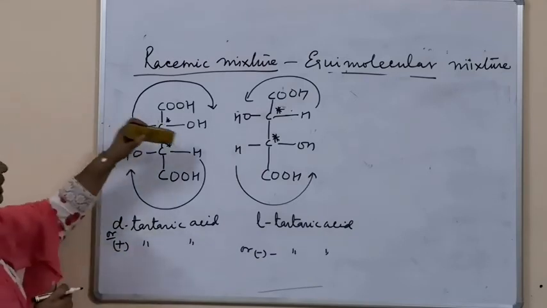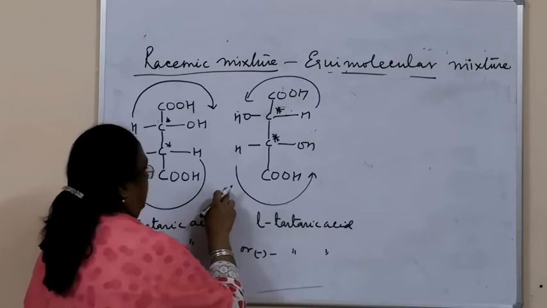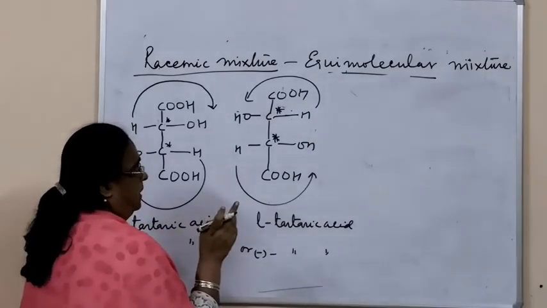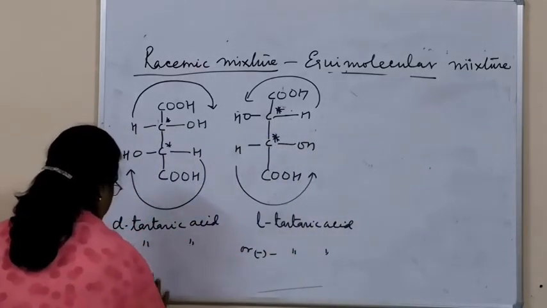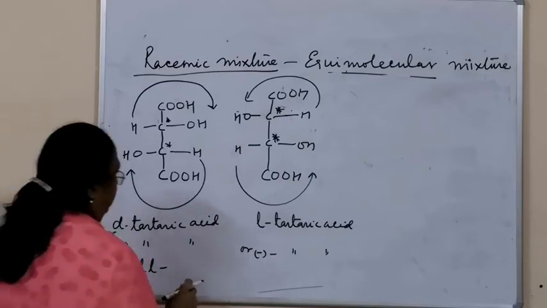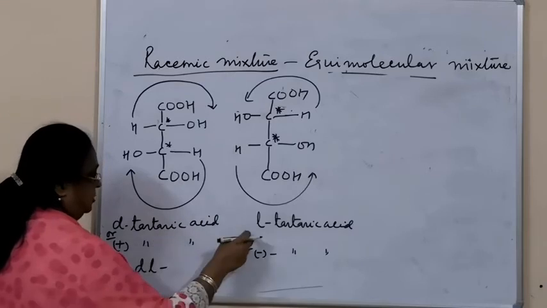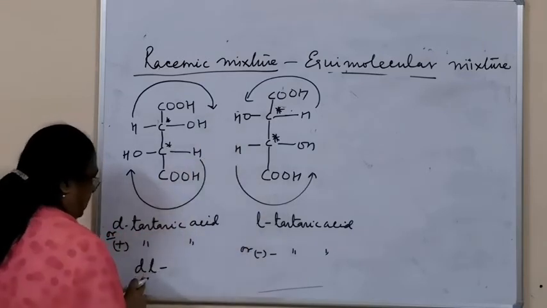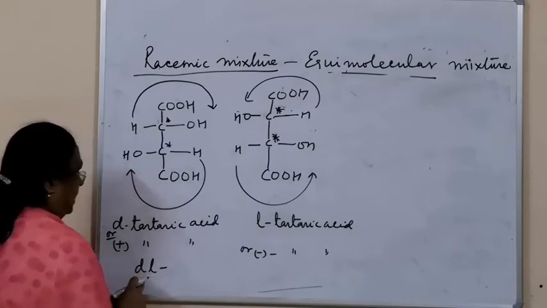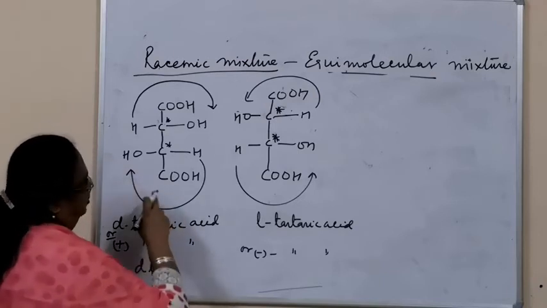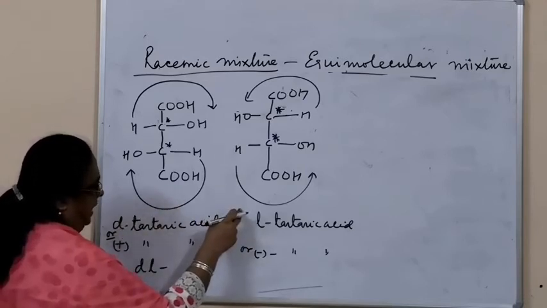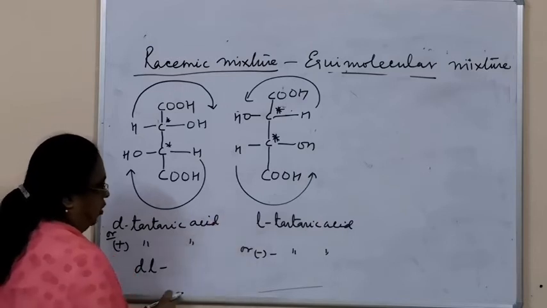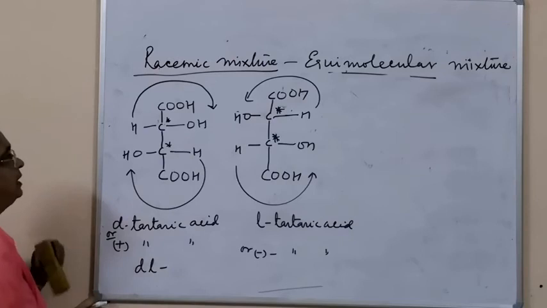Now if you take an equimolecular mixture of this and feed it in your polarimeter tube, we will get one DL form, that is DL form, and this DL form will not be optically active. This is optically active, this is optically active, you can see, but here this is not optically active. So why is this DL form not optically active? The rotation caused by the D form will be cancelled by the rotation caused by the L form due to external compensation. So DL form is optically inactive.